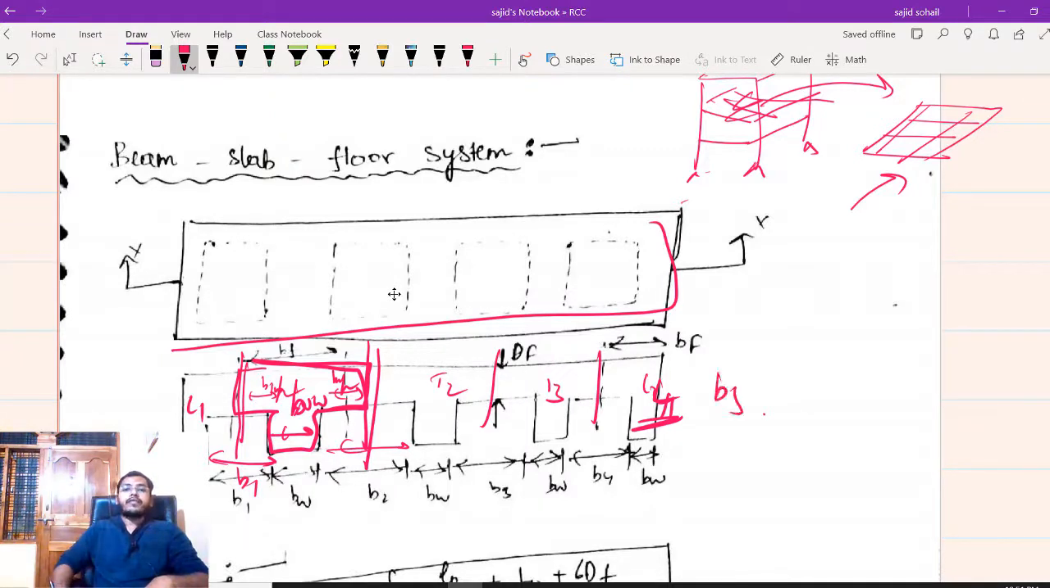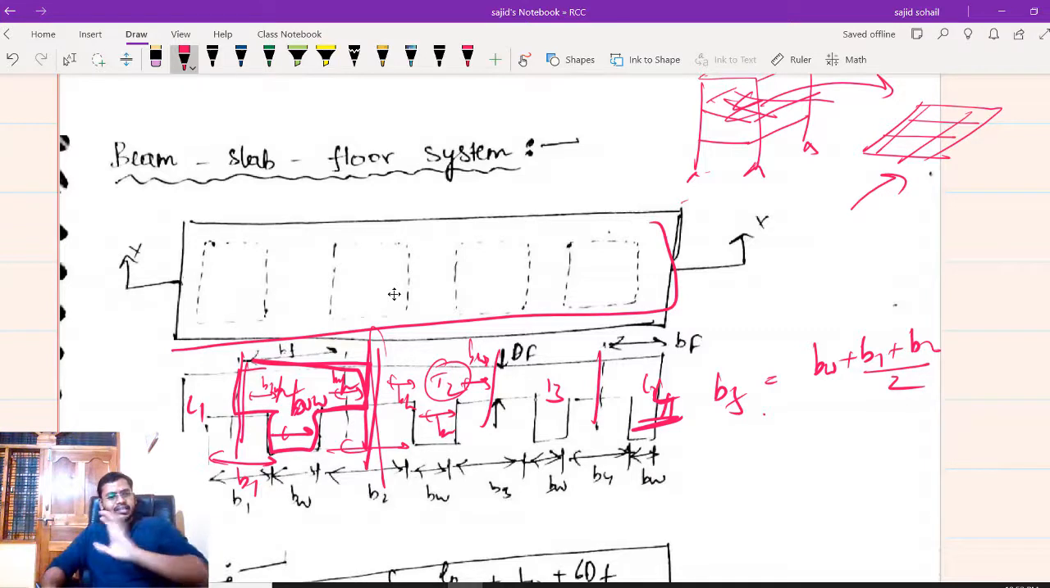So my BF, if the entire portion is actually participating in this bending action, will be BW plus B1 plus B2 by 2, right? That is all it is. I hope you got it. By looking you can write it, not a problem at all. Similarly for T2 you can write: this part is B2 by 2, this one is BW and this part is B3 by 2. So you can continue to write like that. I hope it is very clear. Similarly you can write it for T3 also.